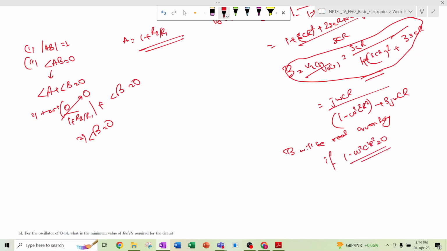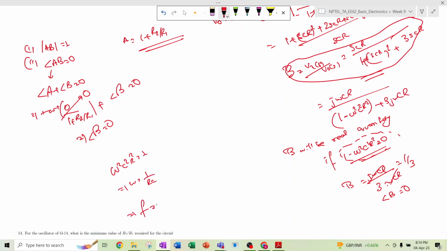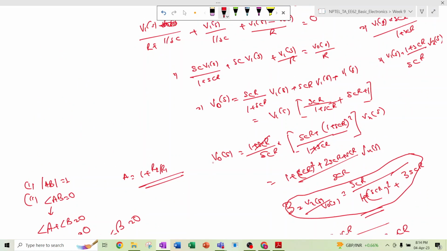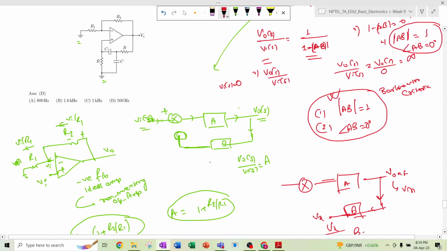If it is 0, then B will be j omega CR divided by 3 j omega CR. So these two cancel out, giving 1 by 3, then angle of B will be equal to 0. That means this condition has to be satisfied, that is omega square C square R square is equal to 1. That means omega equals 1 by RC, so F equals 1 divided by 2 pi RC. So this is the frequency of oscillation of the oscillator.